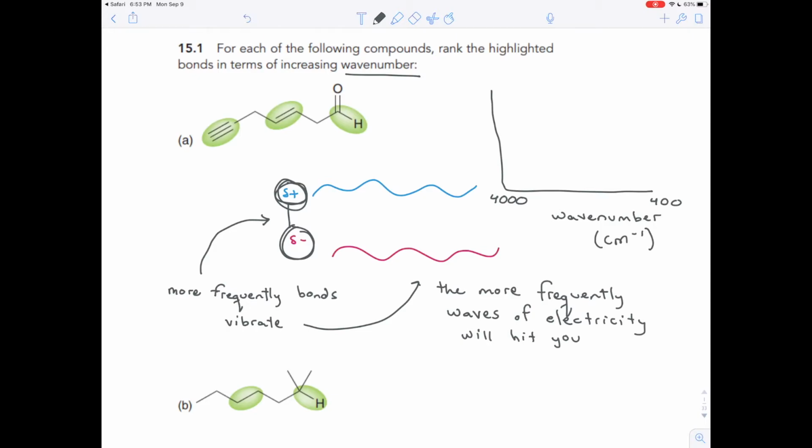So if the bond only vibrates slowly, then you might get a wave that's like this. But if the bond vibrates really, really fast, up and down, then you'd get waves like this. In other words, the more frequently the bond vibrates, the higher the frequency of the wave that you create, and so the higher the wave number.